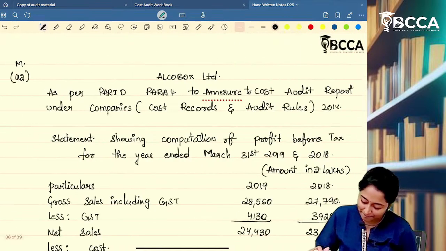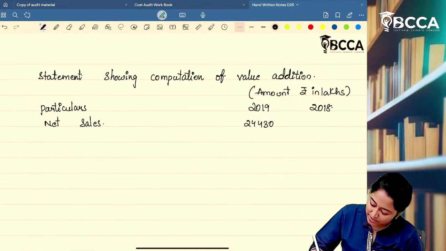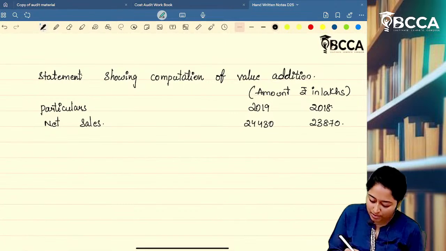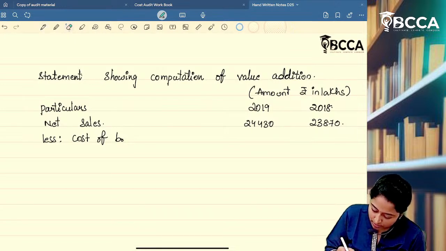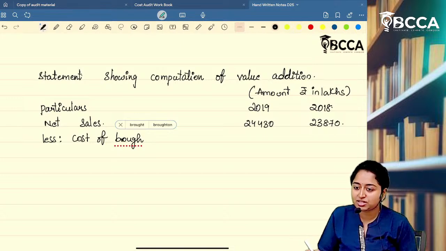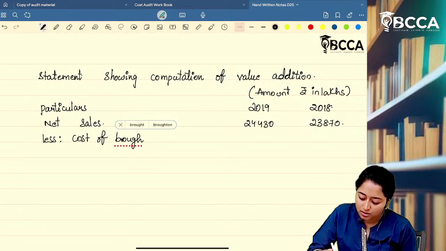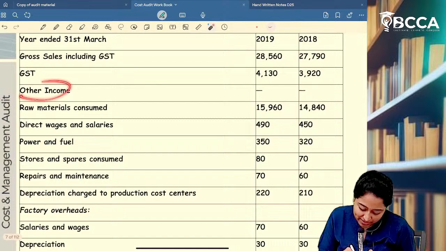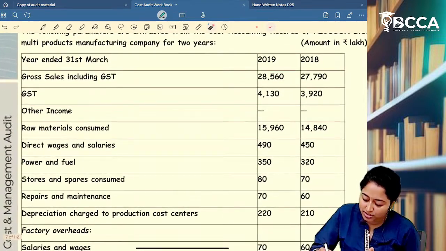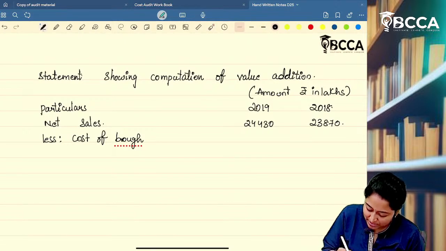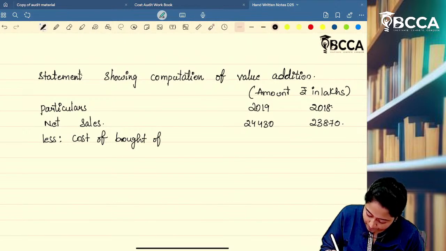24,430 and 23,870. Okay. Now, less cost of bought out inputs. Here no increase in fixed cost is given, right? Only other income is given. Export incentive is not given and increase in fixed cost is not given. So we can directly take bought out inputs.